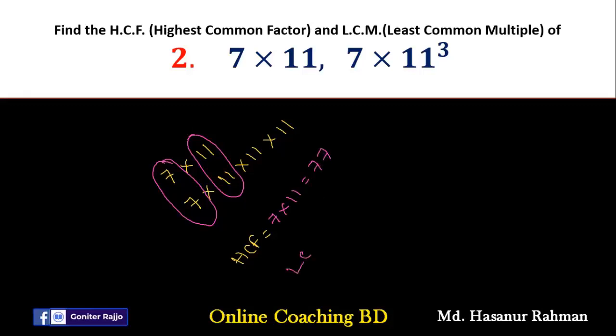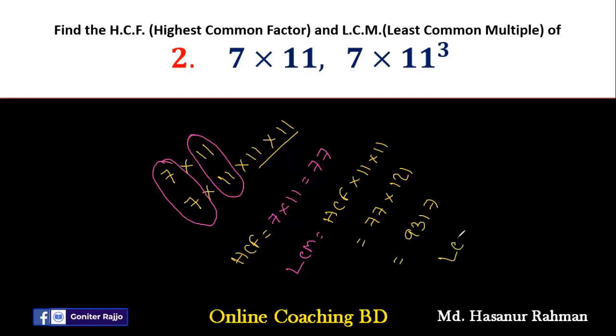Now, what will be the LCM? LCM should be, first we have to write HCF, then the rest of the factors. So HCF multiplied by 11 multiplied by 11. Then HCF means 77 multiplied by 11 into 11, that is 121. So if you multiply 77 by 121, we get 9317.